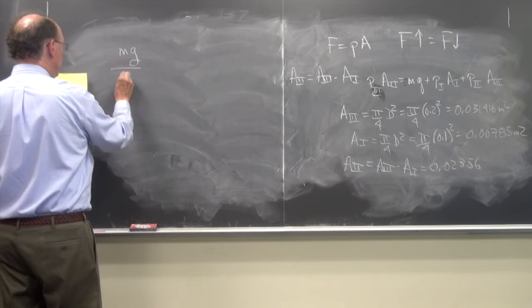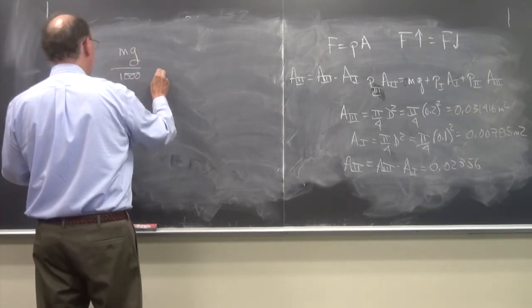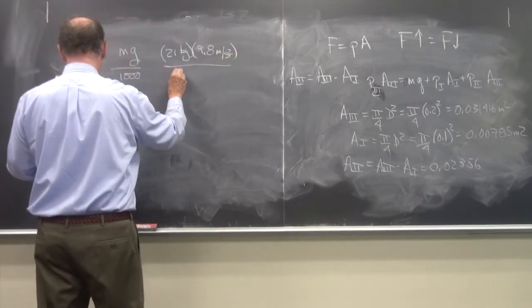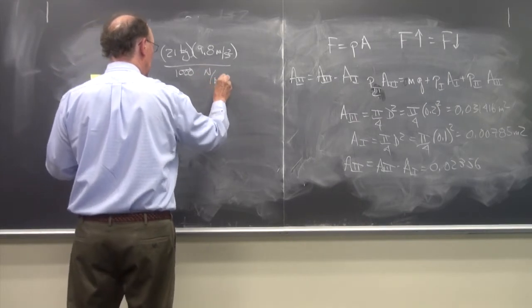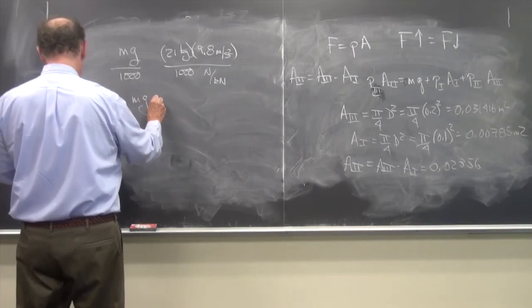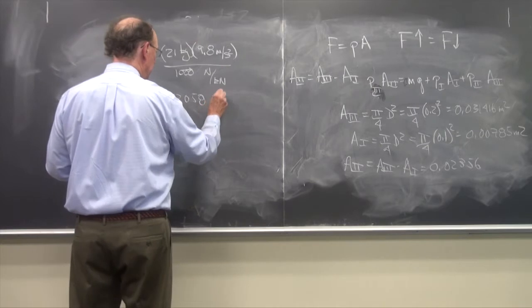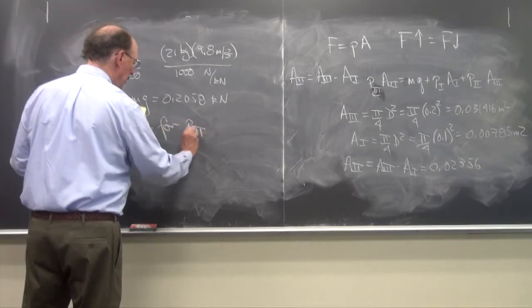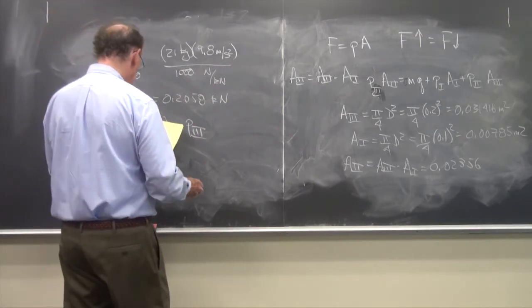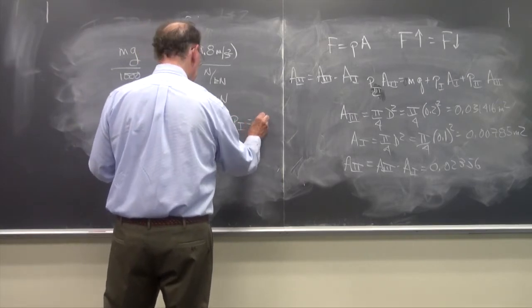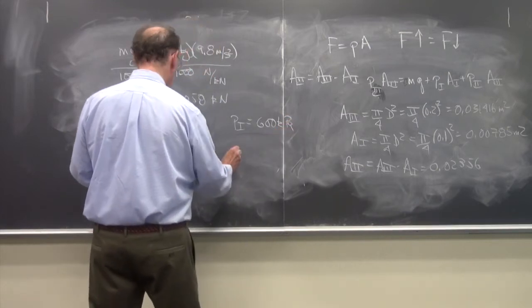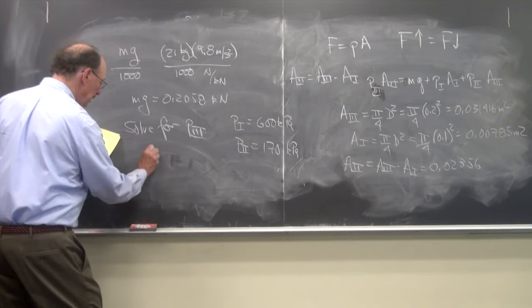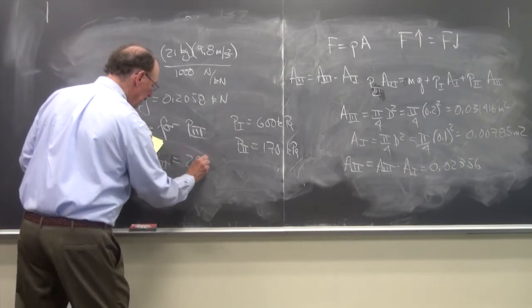And mg over 1,000 is going to give me kilonewtons. So I have 21 kilograms times 9.8 meters per second squared divided by 1,000 newtons per kilonewton. And so mg is equal to 0.2058 kilonewtons. And if I solve for P3, substituting in the pressures that you're given, P1 was equal to 600 kPa and P2 was 170 kPa, you multiply all that out and you'll get that P3 is equal to 284 kPa.